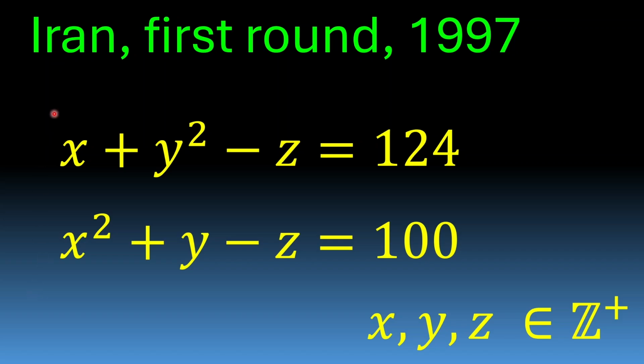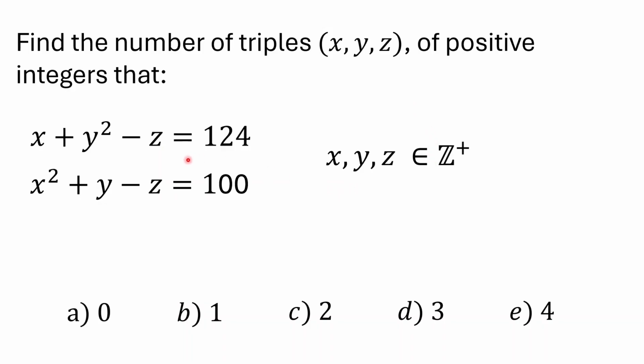Hi, this is another example from Iran Mathematical Olympiad Round 1 in 1997. So let's look at the question. We have two equations, where x, y, and z are members of Z plus. The question is how many sets of x, y, and z we have that fulfill these two equations.